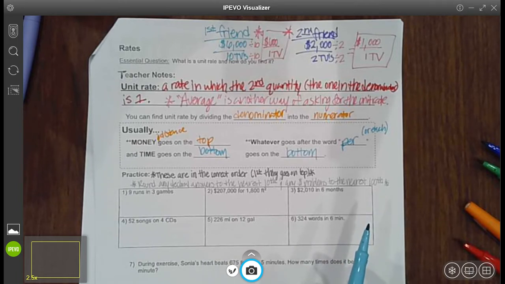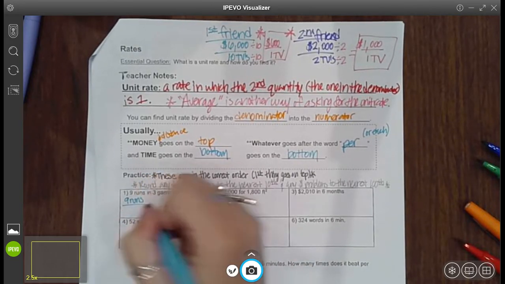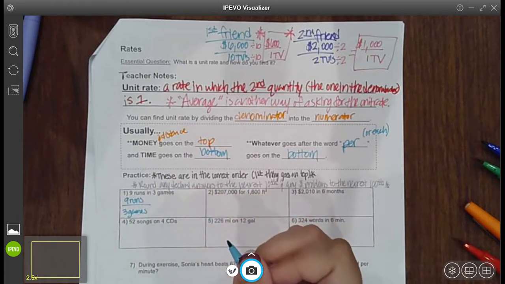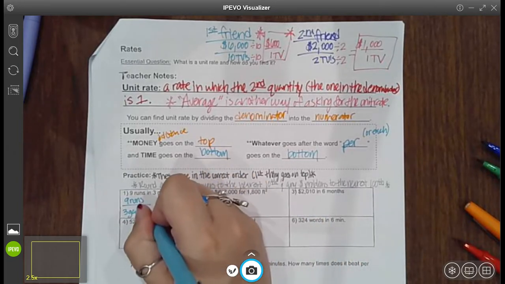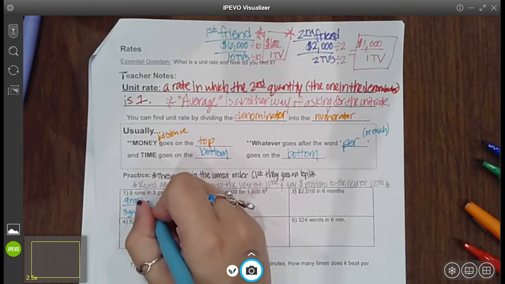Okay, so this first example says 9 runs in 3 games. And if they asked you, like, please find the unit rate, okay, then you want to know how many runs does this player usually make per game. So I divide by whatever the denominator is. The denominator is 3, so I'm going to divide by 3.